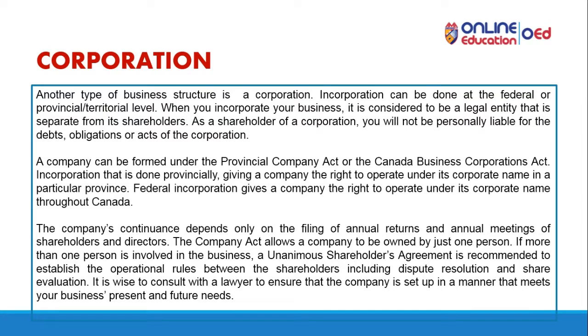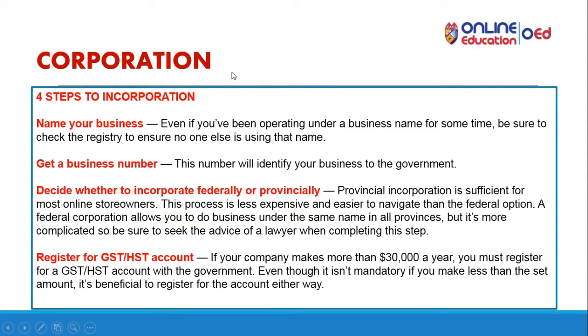So a corporation is a high level of business structure because it is considered a legal entity. It is not as easy to manage as a sole proprietorship and partnership. So the question is, how are we going to establish a corporation? So we have four steps to incorporation. Number one, name your business.